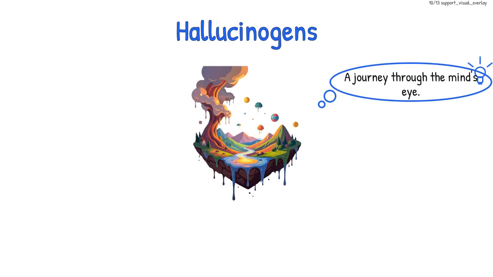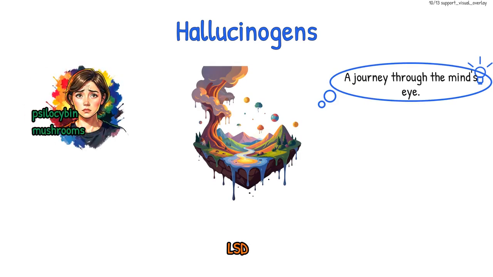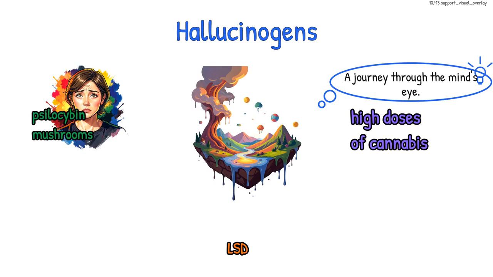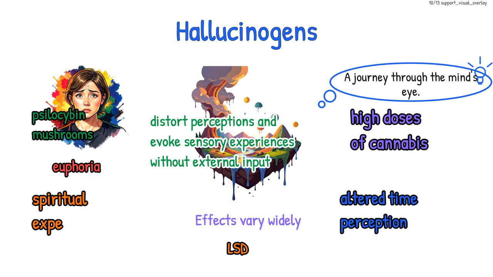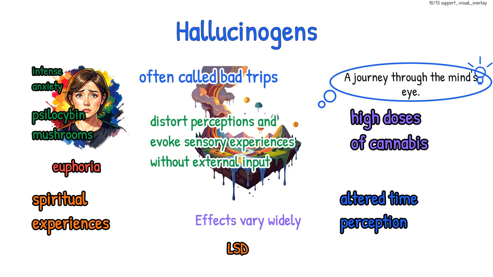Hallucinogens, for example, LSD, psilocybin mushrooms, and high doses of cannabis, distort perceptions and evoke sensory experiences without external input, which are hallucinations. Effects vary widely, including euphoria, altered time perception, spiritual experiences, or intense anxiety, often called bad trips.